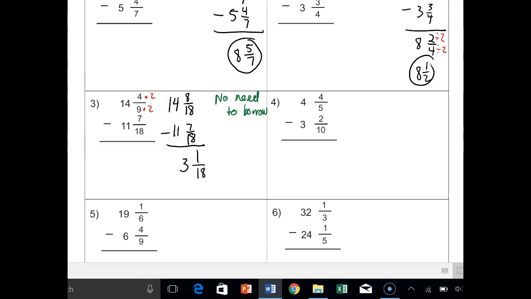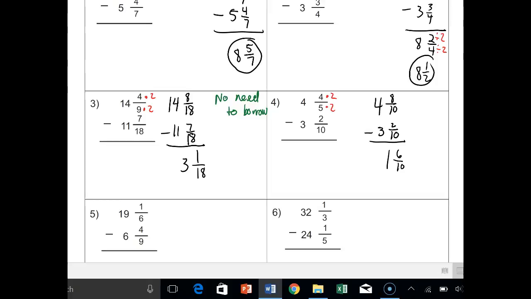All right, let's look at number 4. Put your finger on 5. Put your finger on 10. Move across. See, 10 is the common denominator, so just times 2 on this one. So we have 4 and 8/10 minus 3 and 2/10. And again, no need to borrow because 8 is larger than 2. So 8 minus 2 is 6/10. 4 minus 3 is 1.